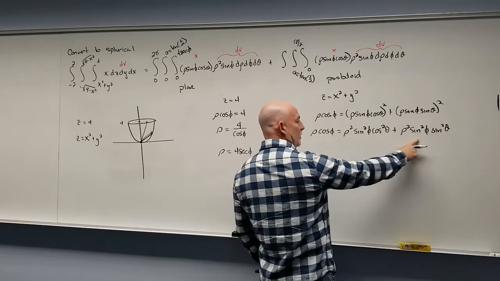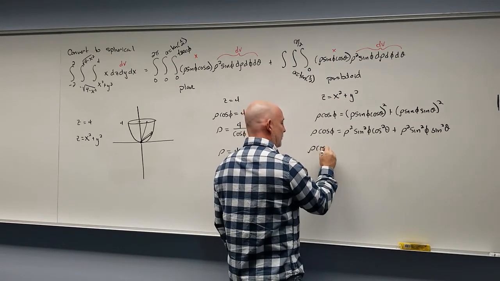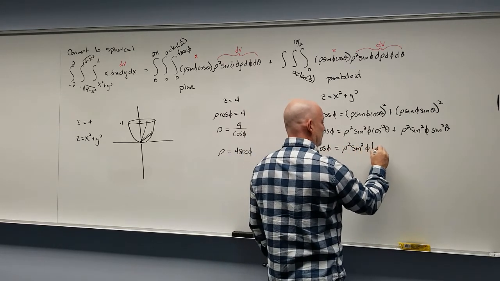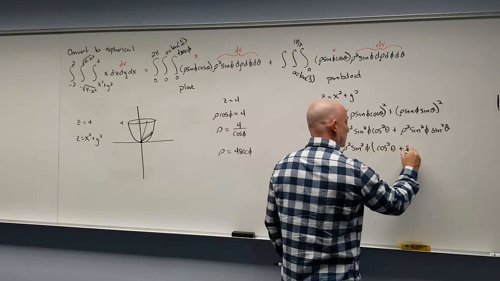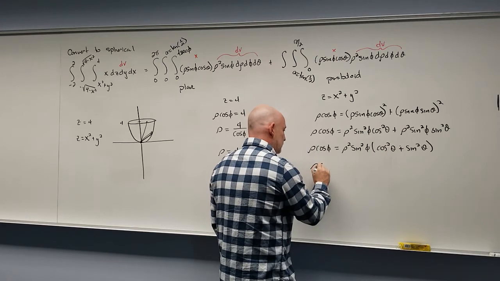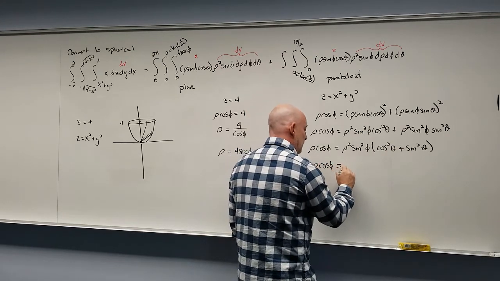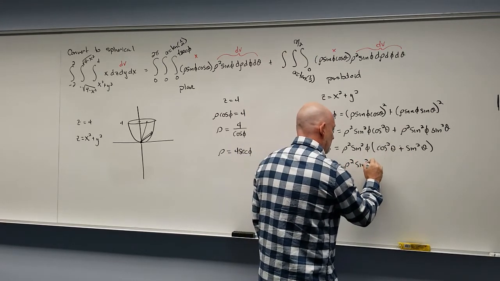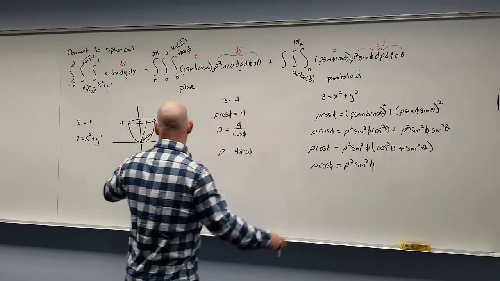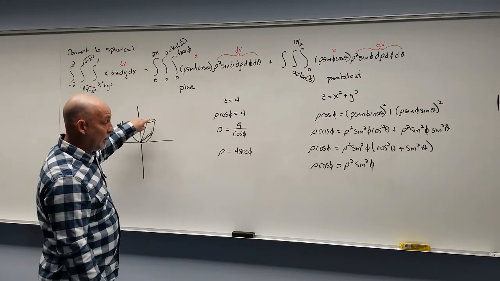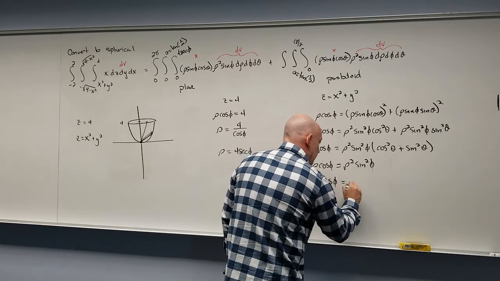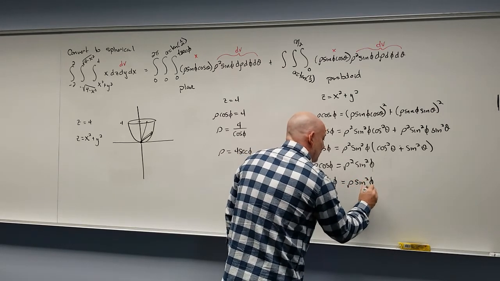Now if you notice on this side, we can clean this up a lot because both of those terms have a rho squared sine squared phi. If we factor that out, we end up with our Pythagorean identity. So this is just rho cosine phi equals rho squared sine squared phi. We can divide out a rho because we know we're not at rho equals 0. We're at rho equals the paraboloid. So we know that's not the 0 case. So this is cosine phi is equal to rho sine squared phi.